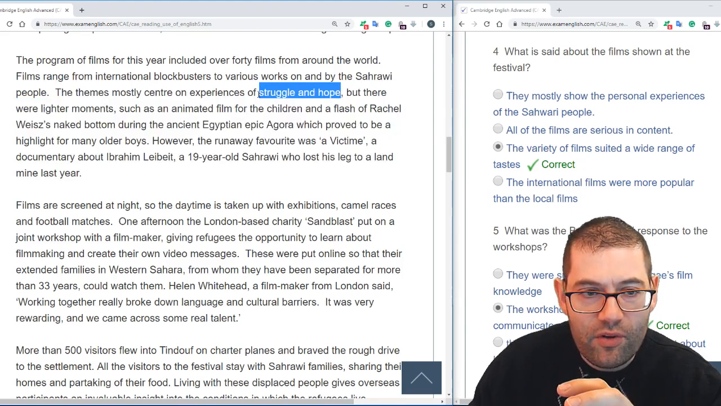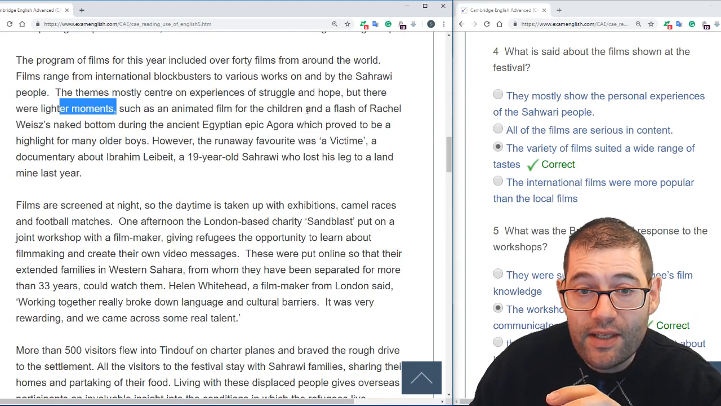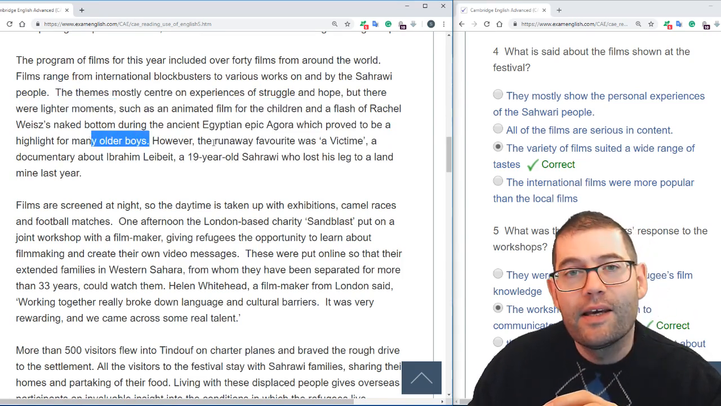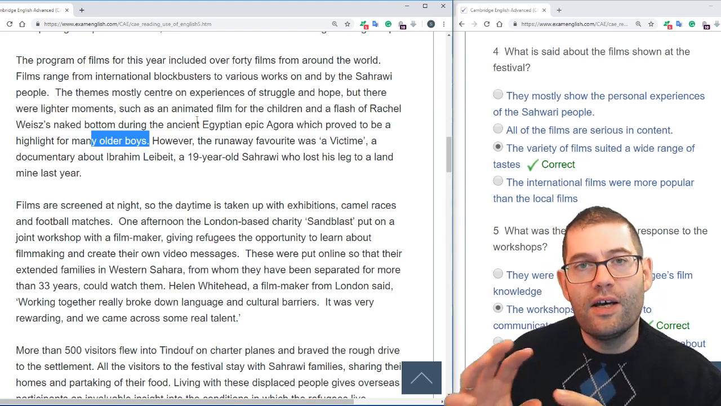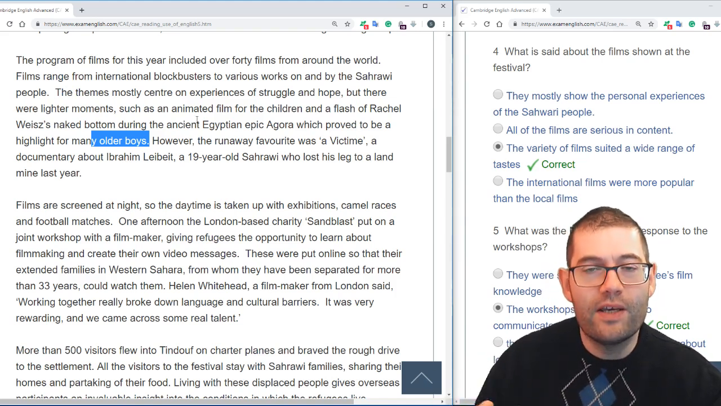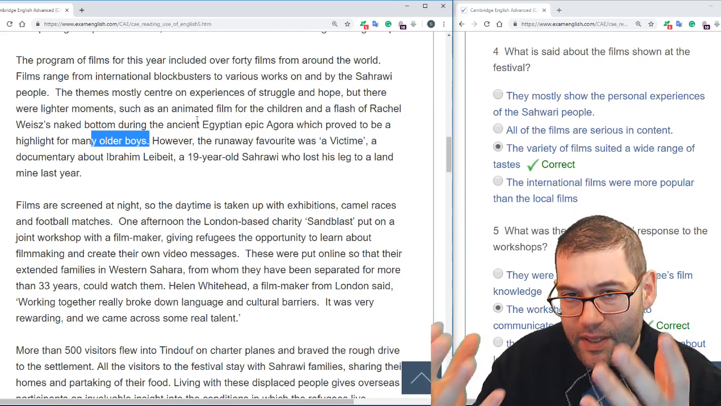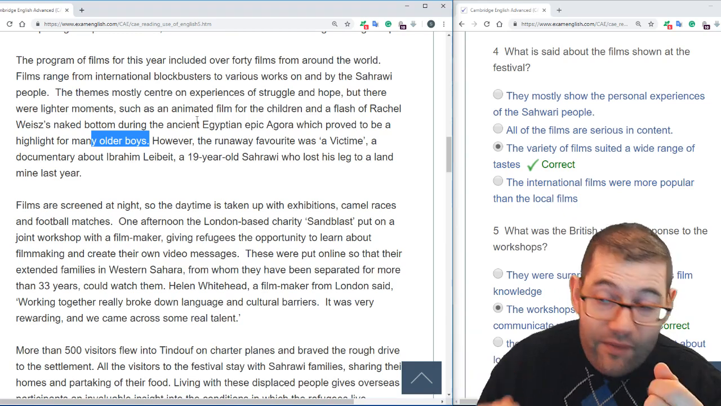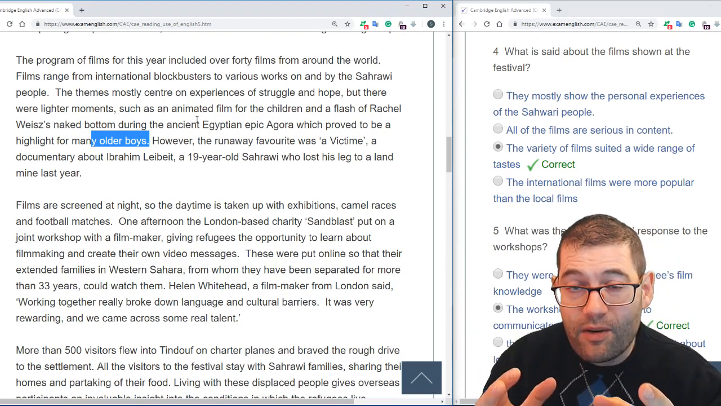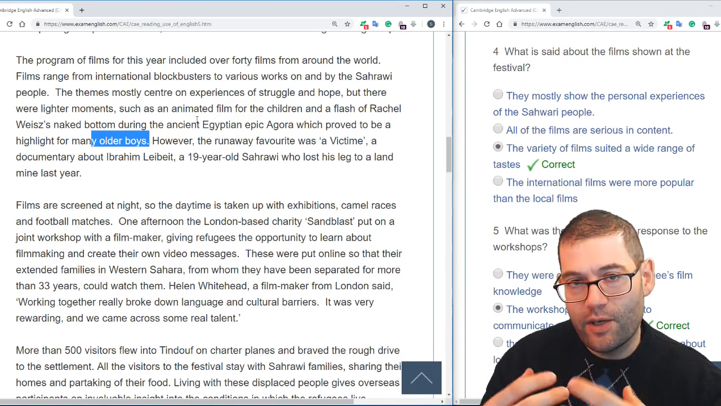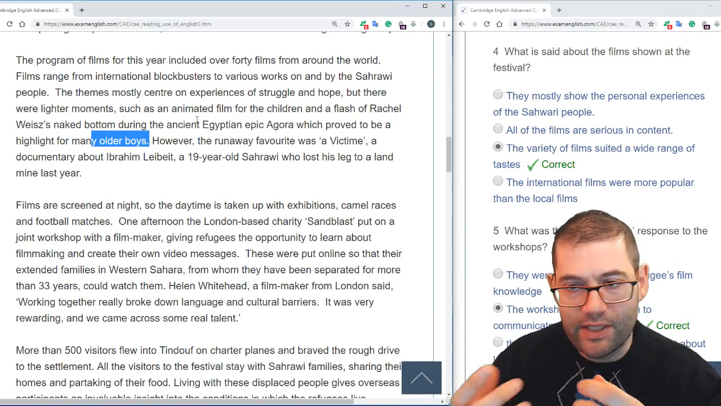mostly centering on struggle and hope. There were lighter moments, and then there was something for the children, and then there was something for the older boys, and so on. So you've got other, perhaps weaker, vocabulary or contextual links which also suggest range or things that appeal to different tastes. You might infer from that. I know it's a bit of a tricky question, this one. There are no super obvious vocabulary links, so here we've got to rely on the vocabulary and the context together.